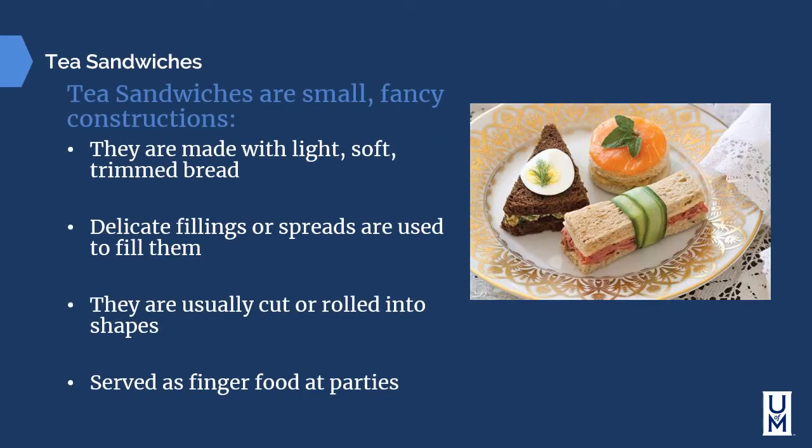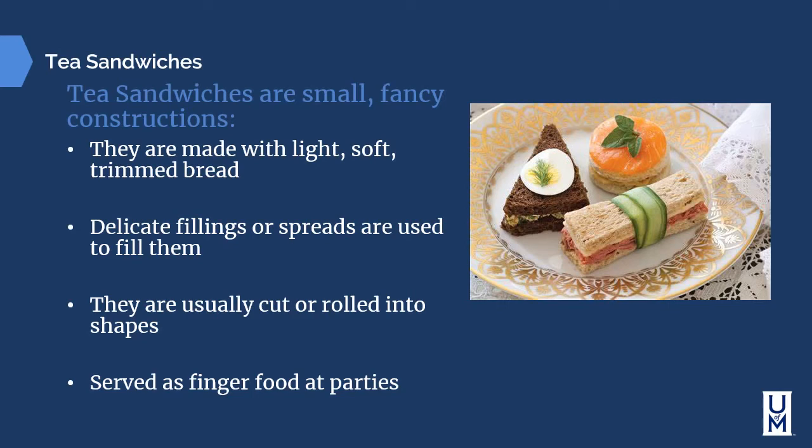Tea sandwiches are small, fancy constructions. They're made with light, soft trimmed bread, typically nice light white bread or rye bread or pumpernickel. They have delicate fillings or spreads that are used to fill them. They're usually cut or rolled into different shapes, and this goes back to the tradition of having finger sandwiches or small 1 to 2 bite sandwiches. And to keep things interesting, shapes make things a little less monotonous on the plate.